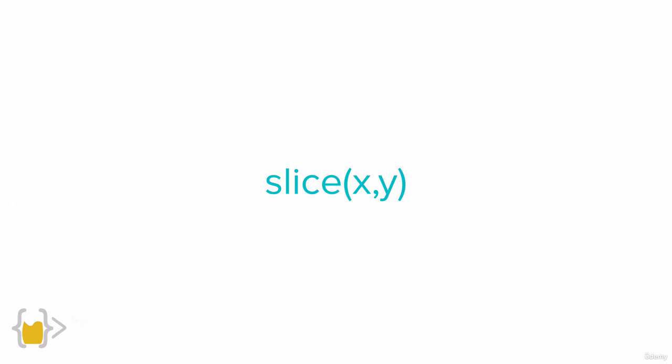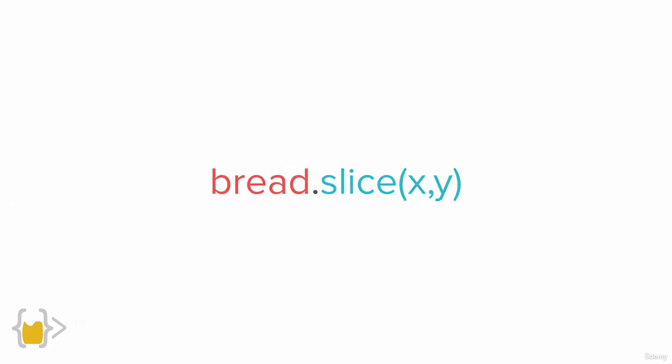And you can't just write slice, you also have to specify what you want to slice. So bread.slice, or in our case, the name of a variable.slice. And it's really important that you keep to this syntax for your code to work.